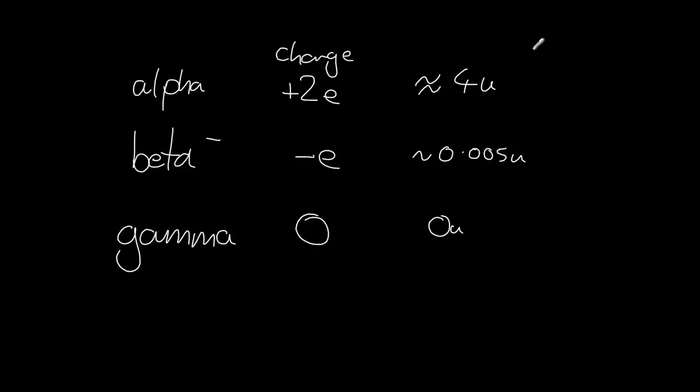And ionisation, then the alpha particle ionisation ability is very high. The beta particle is somewhere in the middle, and the gamma ray is the lowest of the three. And there we go.